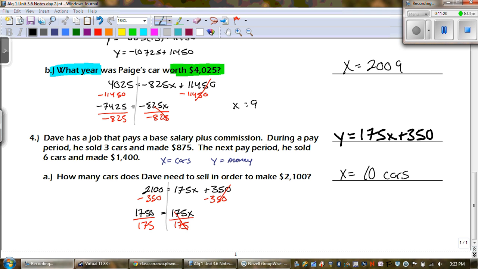Okay, and when you're all done, you should get that X equals 10 cars. Remember that when you're doing this, Y is your money, X was your cars. So this was your X, and this was your Y. Since we knew the Y, that's what we plugged in for.